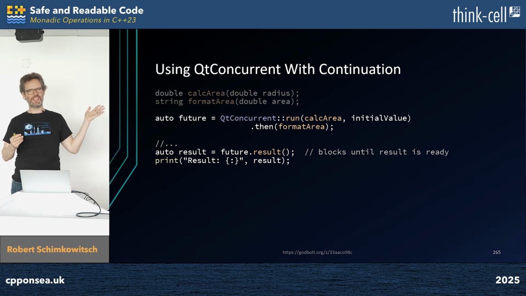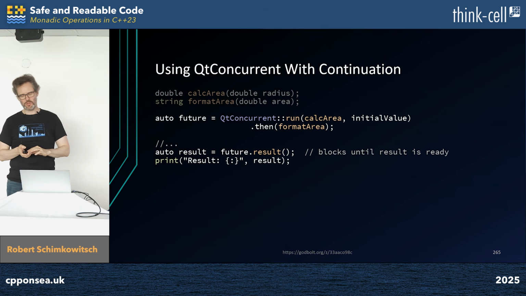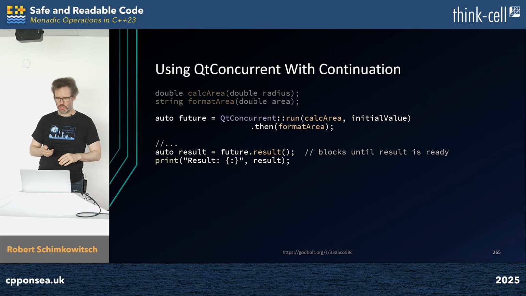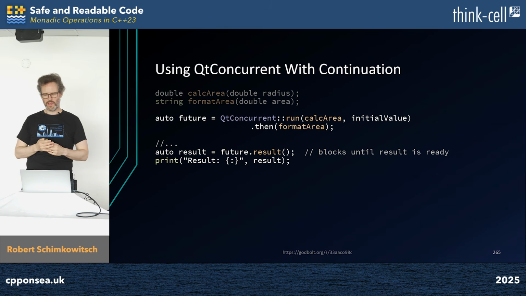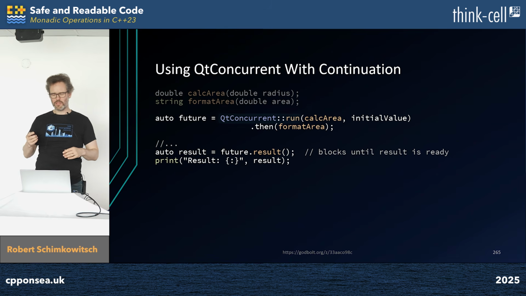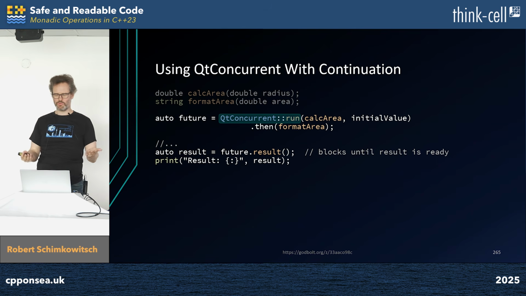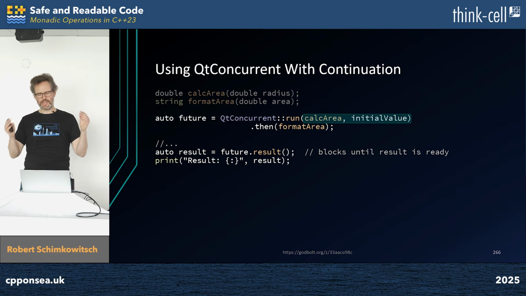And Qt is the most stable library that I know of that contains a continuation monad. So I use that. You can use it from C++17. So what do we do? We start the pipeline by calling QtConcurrent::run. And here we need to pass first the function that should do our initial computation, and the initial value.